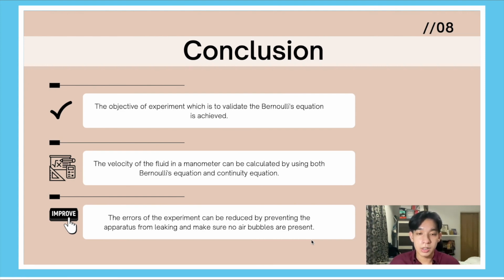In conclusion, the objective of the experiment, which is to validate Bernoulli's equation, is achieved. The velocity of the fluid in a manometer can be calculated by using both Bernoulli's equation and the continuity equation. The errors of the experiment can be reduced by preventing the apparatus from leaking and making sure no air bubbles are present.